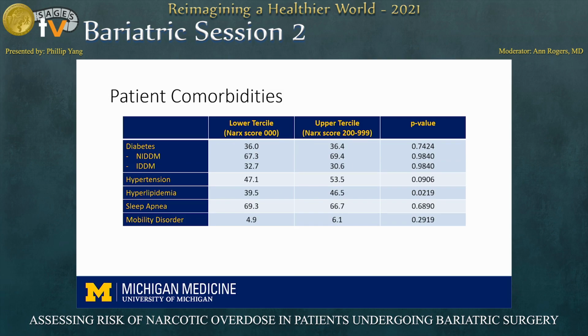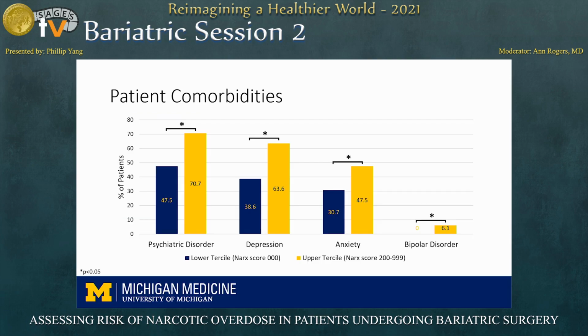For a lot of the comorbidities that we looked at, including diabetes, hypertension, hyperlipidemia, sleep apnea, and mobility disorder, we found no significant difference between patients in the upper and lower terciles. However, we did find that patients in the upper tercile of NARC scores had significantly higher rates of having been diagnosed with psychiatric disorders. Overall, these rates were up in the 70s, with depression and anxiety being the two major diagnoses.